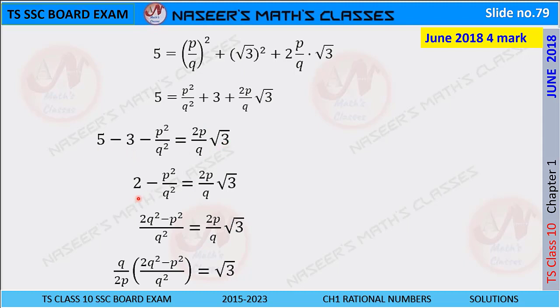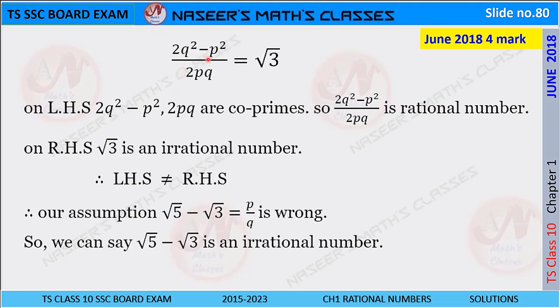Then we get 2 minus p square by q square on LHS and 2p by q root 3 on RHS. Here the denominator is q square, so we take q square as LCM and the numerator becomes 2q square minus p square. Next we have to transpose 2p by q from RHS to LHS, then it becomes q by 2p. Here we can cancel one q in the numerator and another q in the denominator. We get (2q square minus p square) by 2pq is equal to root 3.